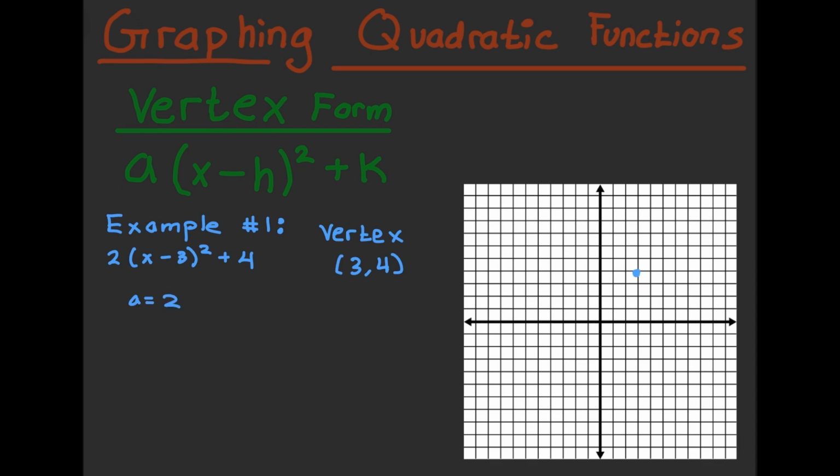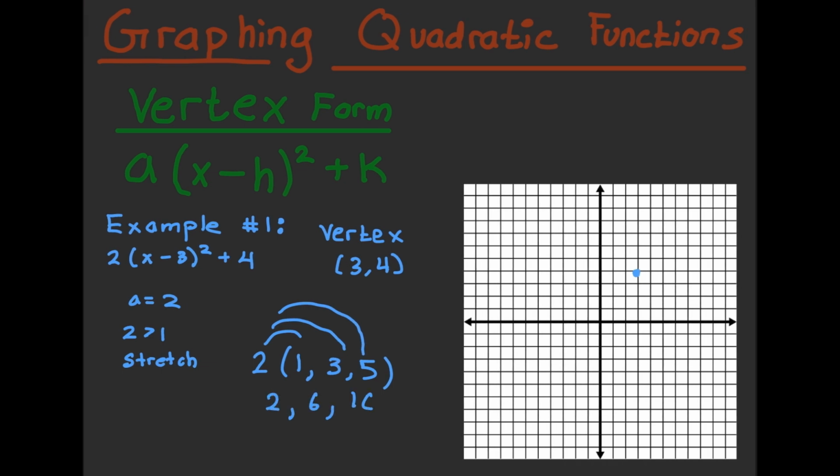Now that we know that our vertex is 3, 4 and it is plotted on the graph, we will now use our a value to find the rest of our points. Since our a value is greater than 1, it will be a stretch for our equation. We can use the 1, 3, 5 method to find the rest of our points. 2 multiplied by 1, 3, and 5 equals 2, 6, and 10. All three of these values will be put over 1 for the rise over run formula.